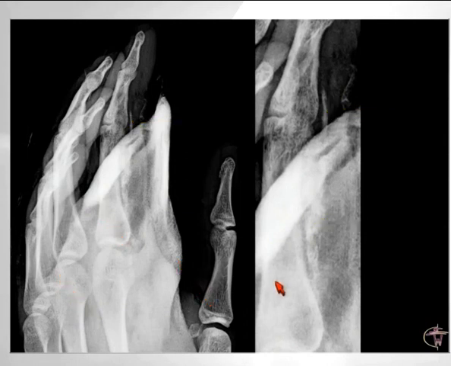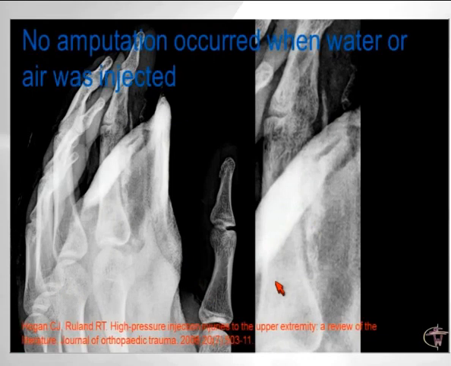Hogan and his colleagues have analyzed all the cases that have been described in the literature from, I think, the 60s down to 2005, and they found whenever water or air are injected at high pressure, the amputation usually does not need to occur. Therefore, some authors have advocated that if water or air are injected, you can treat those injuries expectantly.